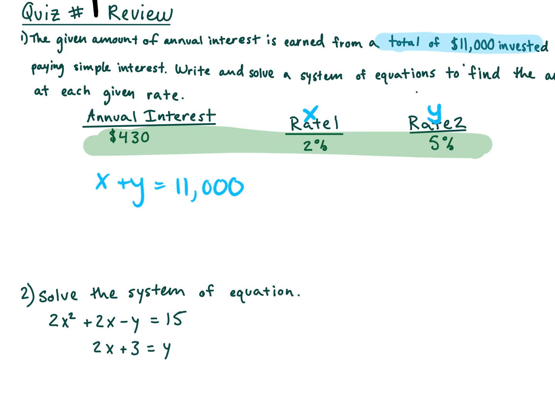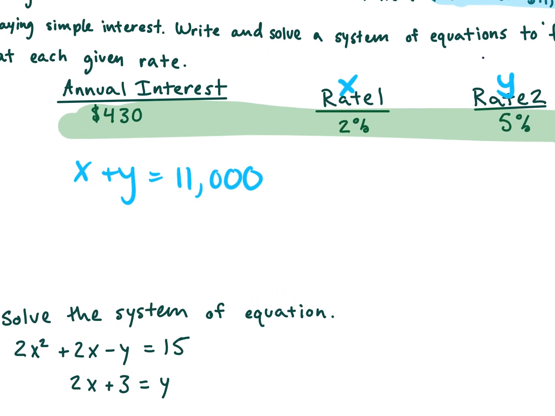The other equation that we're going to write is how much money we earned in interest. So we're going to include the percents and the annual interest amount. So we invested X dollars at 2%. So I'm going to say 0.02 X, because we have to change our percent to a decimal. So plus, what do you think will come next? 0.05 Y. And what's this going to be equal to? 430. Awesome.